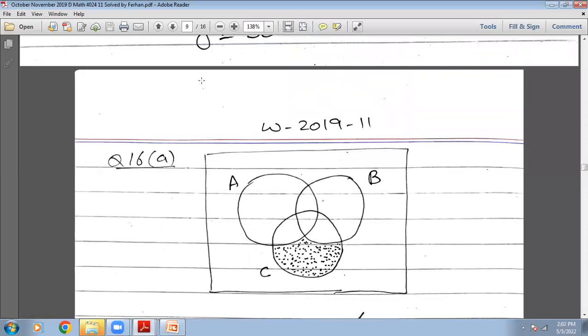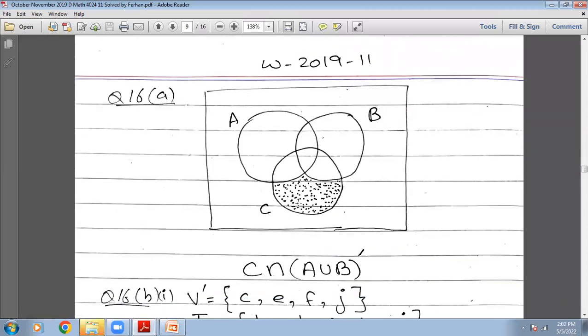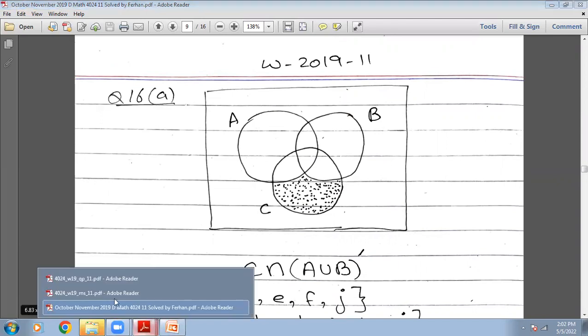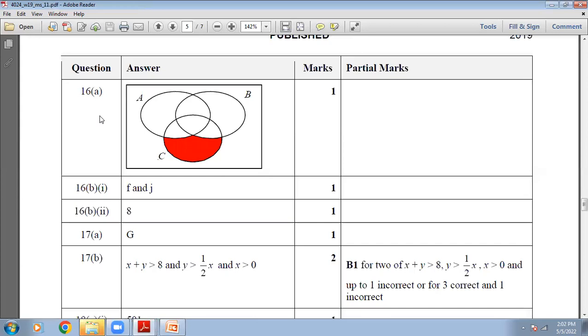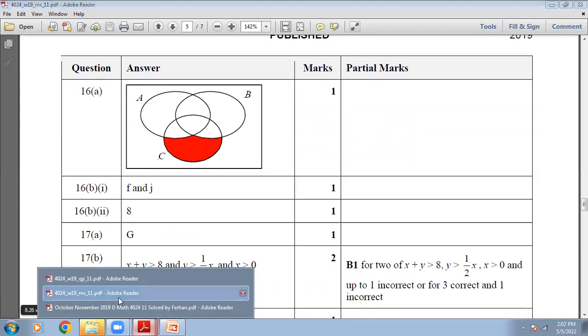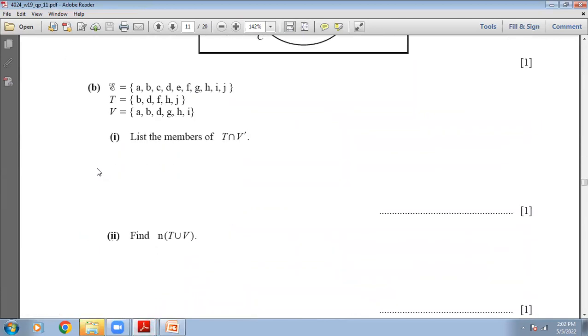Hopefully you can see that. So this portion will be shaded. This is A part. So let's check from the marking scheme. The marking scheme here is question number 16A part. You can see this is the answer. So our answer is right. Okay, so we are going to the next part.